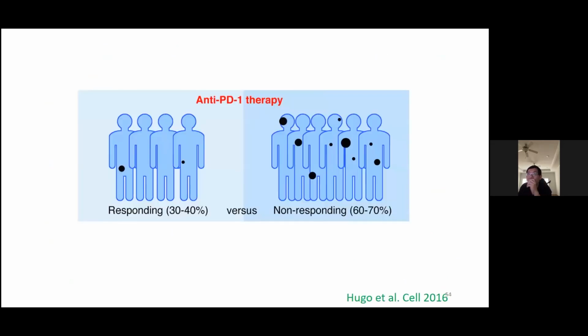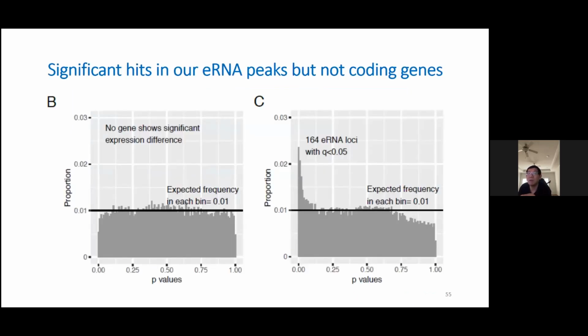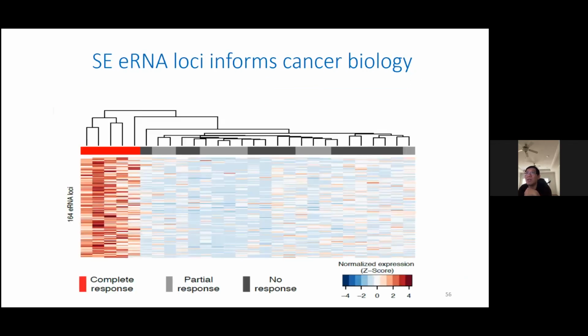So for example, we want to predict immunotherapy. You have melanoma patients, same PD-L1 treatment, some respond, some do not respond. If you look at the paper, using the coding genes on the left side, you see there is no significant gene because the sample size is limited. Really, you see a uniform p-value distribution. But if you look at the enhancer, you really see a significant p-value enriched. Even given FDR 0.05, you have about 164 loci. And if you do this heat map, this eRNA signal can really separate these two clinical responses.